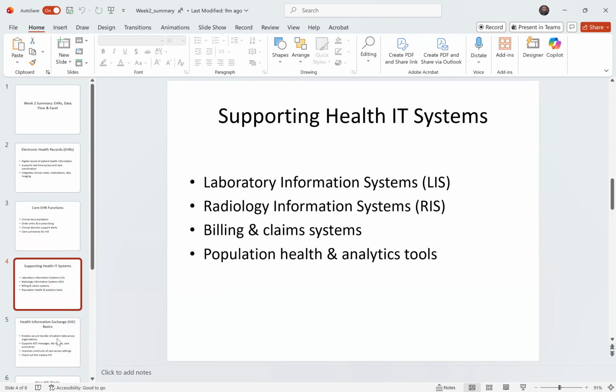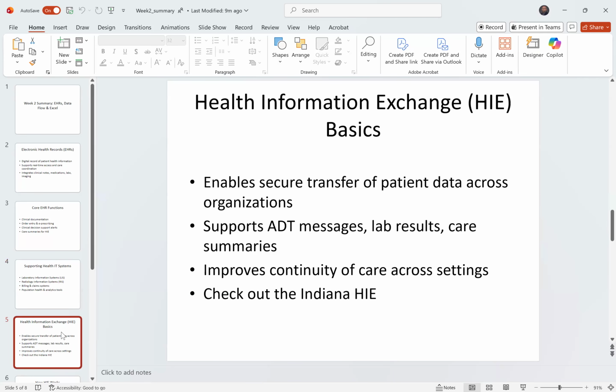Now, speaking about outside, I want to introduce you, if you're not aware, to a health information exchange, and you can see the last bullet point here. After we're done with this slide, just pause this YouTube video, open up another browser, and search for the Indiana Health Information Exchange. It is, and I would say proudly, one of the best state health exchanges in the nation.